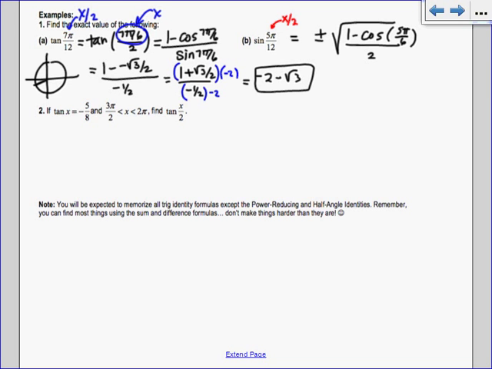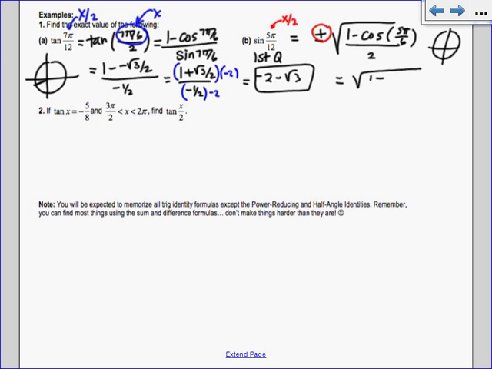Okay? And I decide what quadrant I'm in. So if I have 5 pi over 12, it's not quite 6 pi over 12. 6 pi over 12 would be right here, it'd be pi over 2. So we're in the first quadrant. If I'm in the first quadrant, my sine value would be positive, so I circle the plus. So I have positive square root of 1 minus cosine of 5 pi over 6.